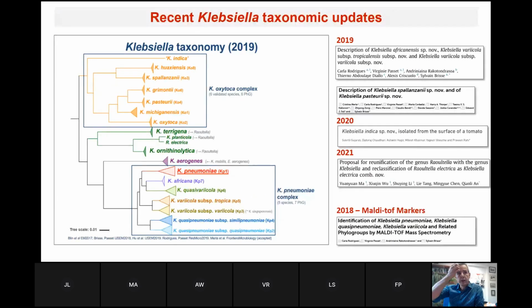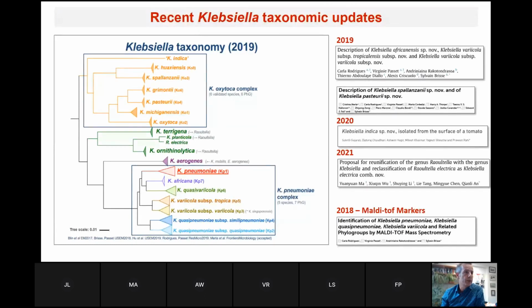So in the last years, the taxonomy of Klebsiella as a genus has evolved by the description of novel species or subspecies, and also the split of previously existing species. In particular, I would say 10 years ago, there were only two main clinically important species, Klebsiella pneumoniae and Klebsiella oxytoca.